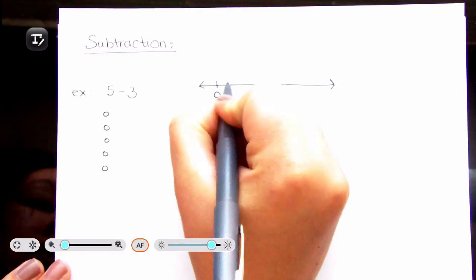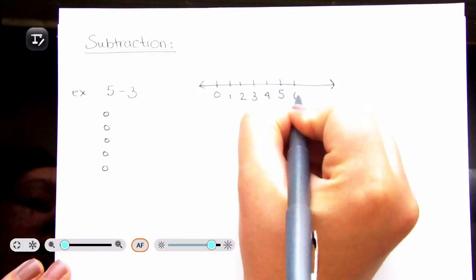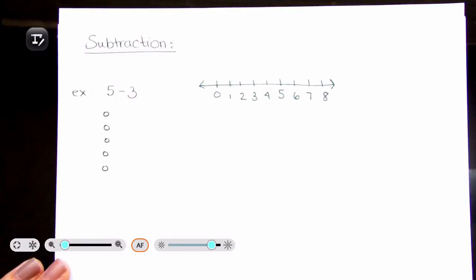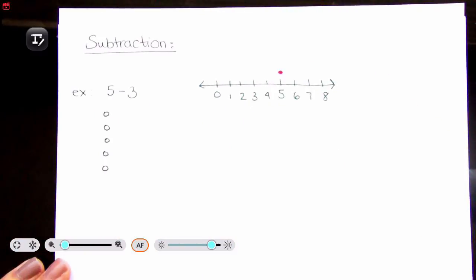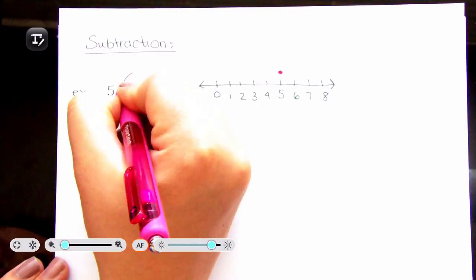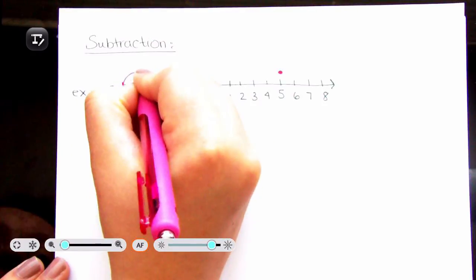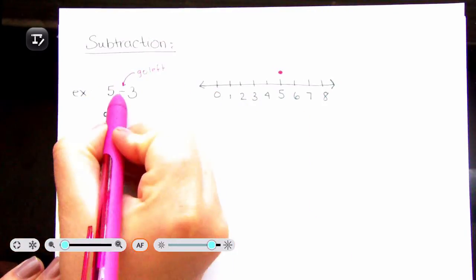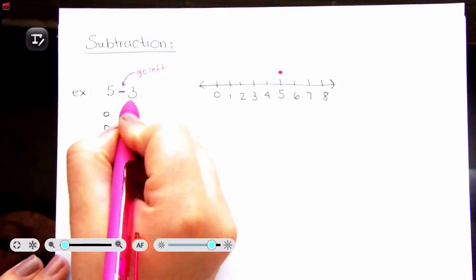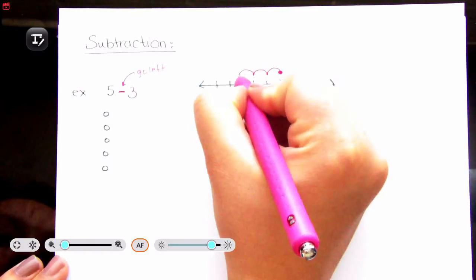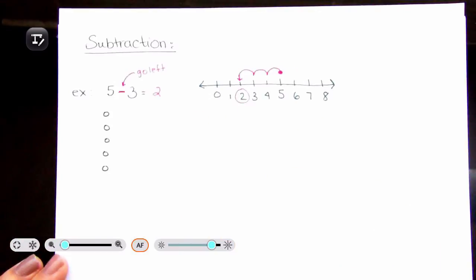So here's 0, 1, 2, 3, 4, 5, 6, 7, 8. All right, let's start at 5. Here's 5. And so minus 3. So we're going to take away 3. Or what you can say is go left. So this minus tells you to go towards the smaller number. So you're going to go left 3 jumps. 1, 2, 3. So you're at 2.